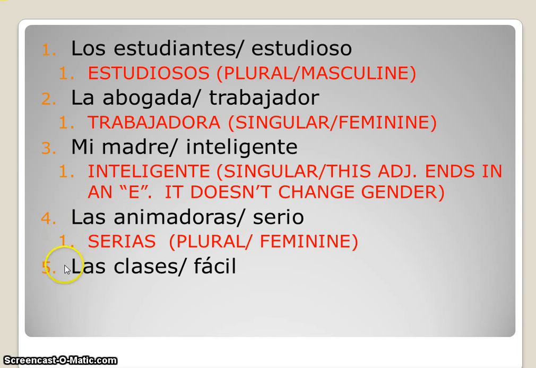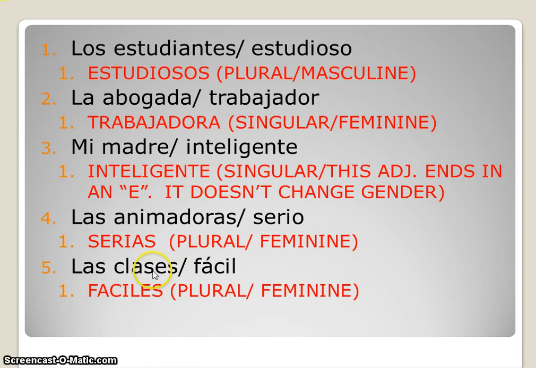And then last one, las clases fáciles. This is plural. I have S's, so I need my S. And remember that this kind of adjective that ends in a consonant is already both masculine and feminine. So all I'm doing is adding an ES to make this plural.